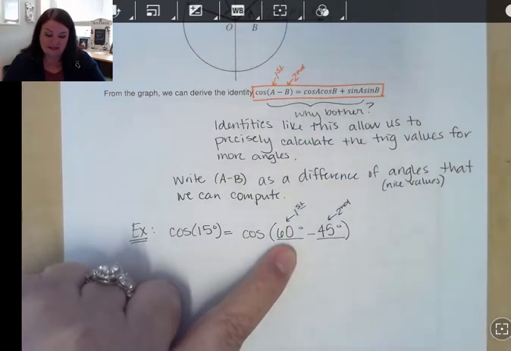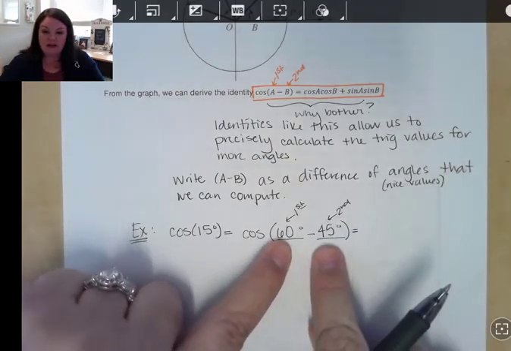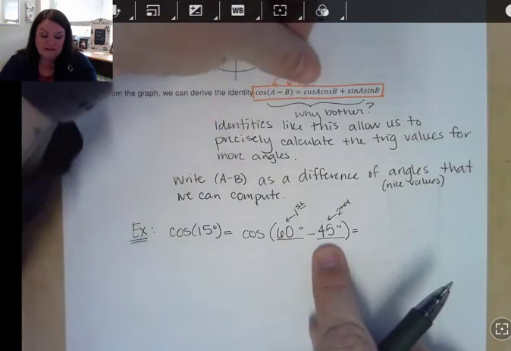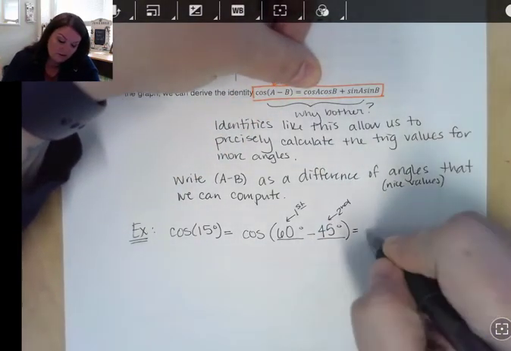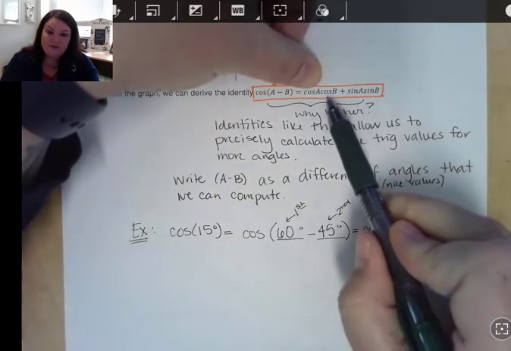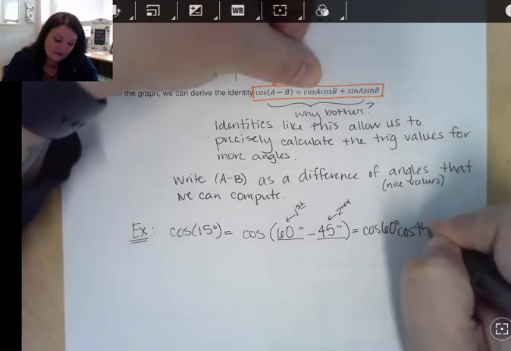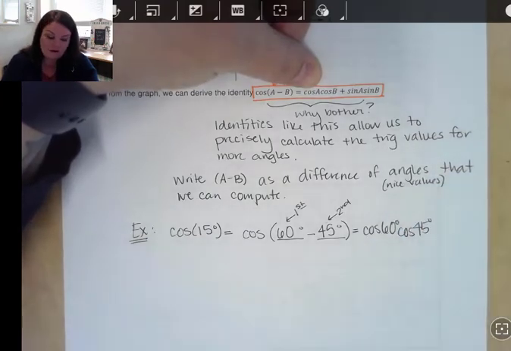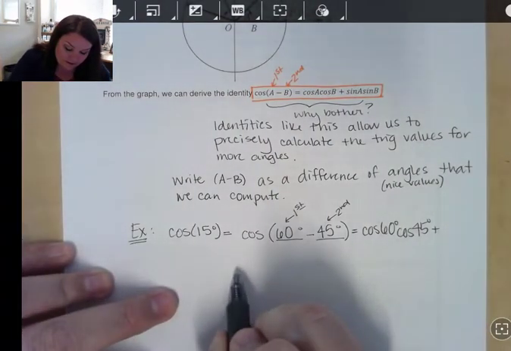This new identity says that once we know what our first and second angles are, this is the same as doing cosine of the first angle, so cosine of 60 degrees, times cosine of the second angle, so cosine 45 degrees, plus sine. Actually, I'm going to run out of room here. Let me write it down here.